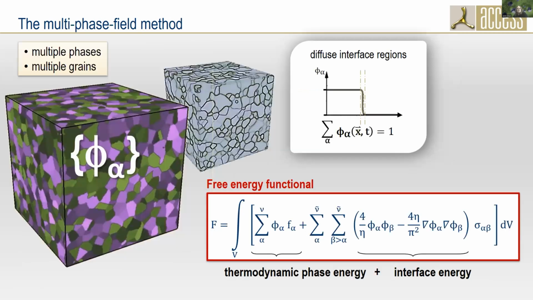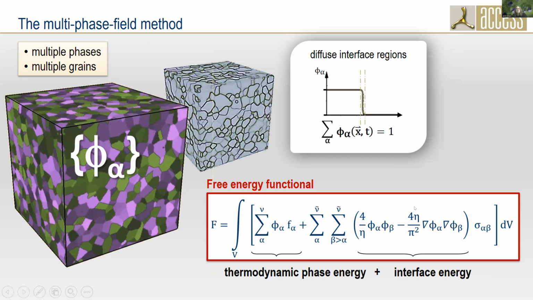Now, when we come to technical problems, we often have not a single solid phase, but we may have multiple phases interacting, and we may also want to distinguish between grains of different orientation. In this context, we now define multiple phase fields. In our software, we can theoretically have an arbitrary number of phase field parameters. And the concept stays the same. We still have the diffuse interface regions where now several phases may locally coexist with a given profile.